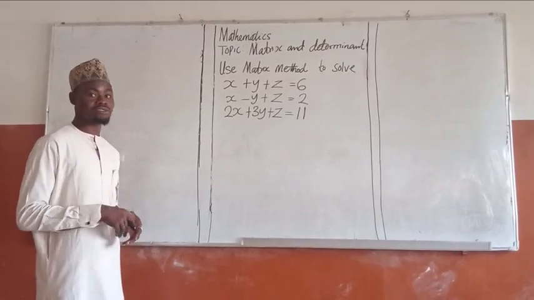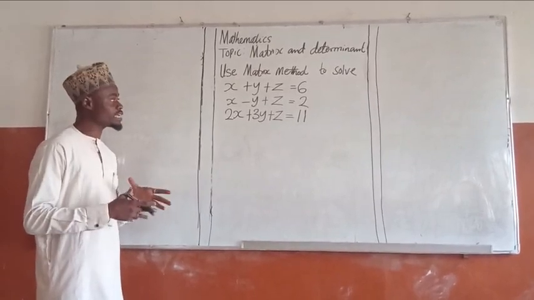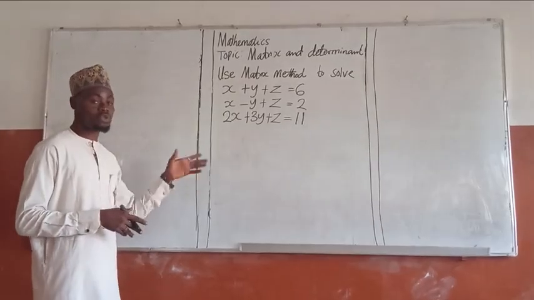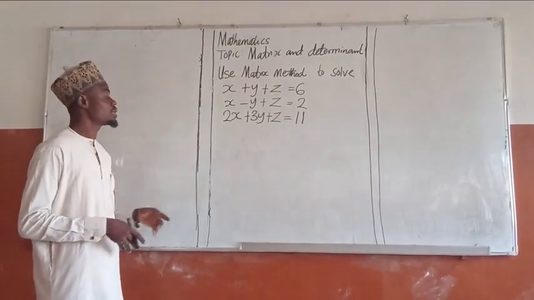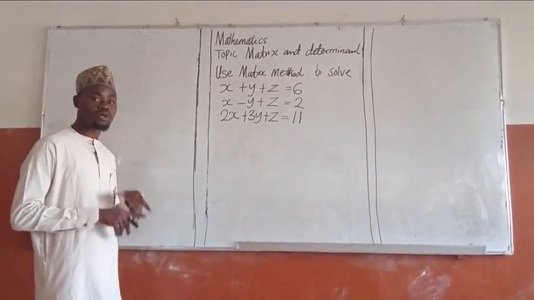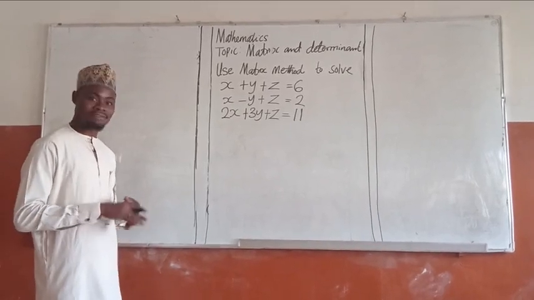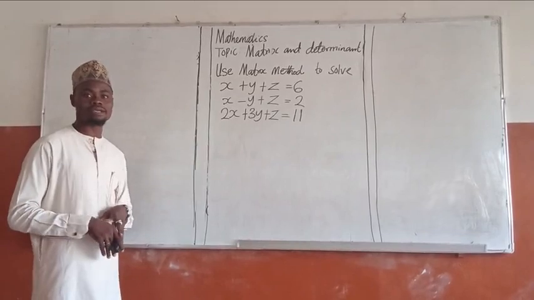I'll repeat it again so that you take note of that. If you know the steps, you will be able to solve any question related to this. First of all, you find the determinant. Then after that, you find the cofactor. After the cofactor, you find the adjoint. After the adjoint, you find the inverse. From the inverse, you get x, y, and z.